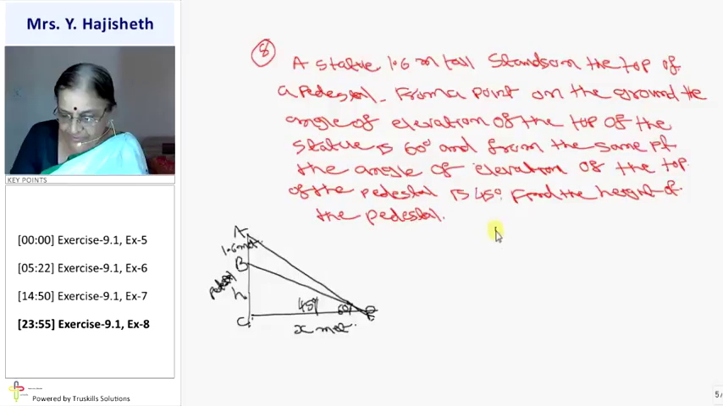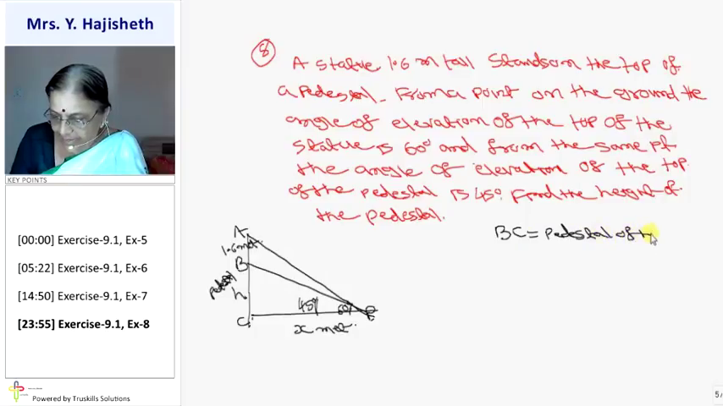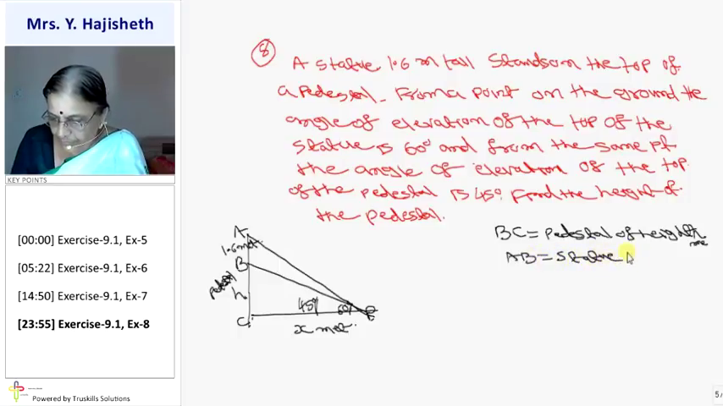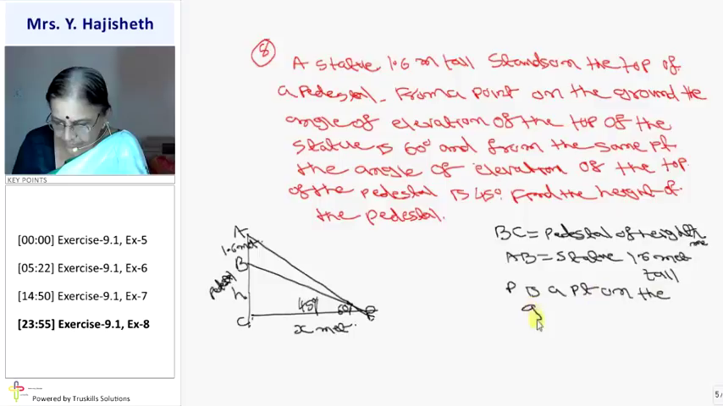Now I introduce the figure. BC represents the pedestal of height h. AB is a statue 1.6 meters tall. P is a point on the ground. And what more is given? Two angles are given.